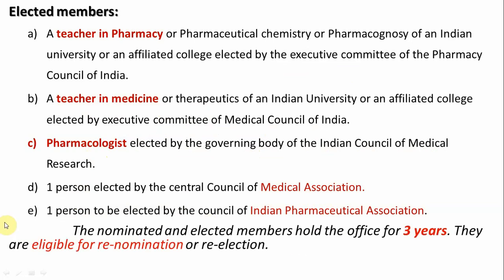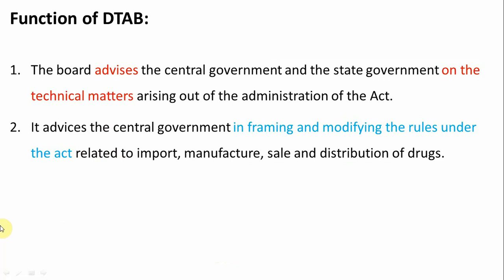Next, the nominated and elected members hold the office for 3 years. They are eligible for renomination or re-election. Then next is the function of DTAB. The board advises the central government and the state government on the technical matters arising out of the administration of the Act. Then it advises the central government in framing and modifying the rules under the Act related to import, manufacture, sale, and distribution of the drugs.